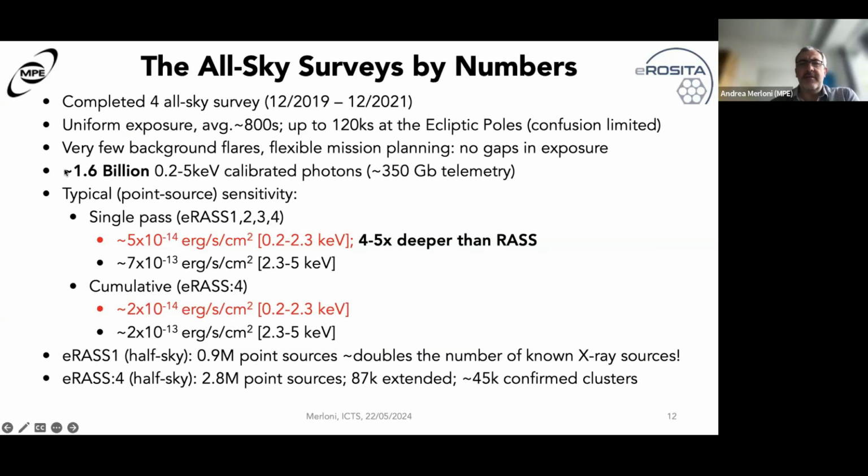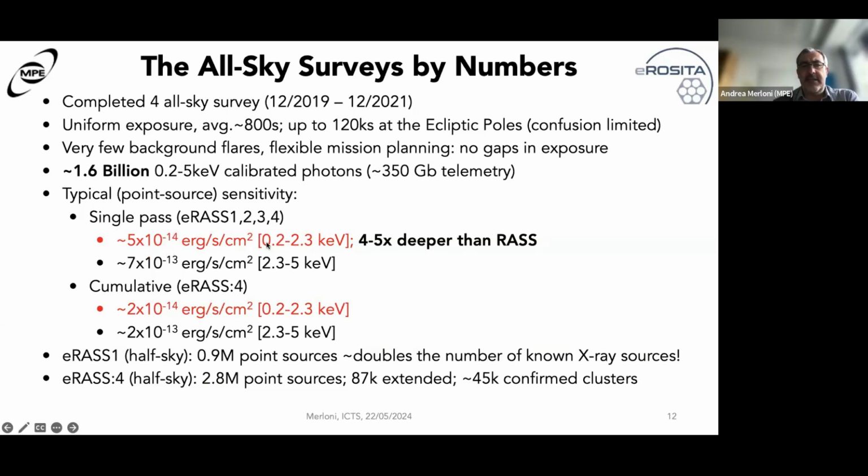In total, we have detected of the order of 1.5 billion calibrated photons in the 0.2 to 2.3 keV energy range. And these were extracted out of a relatively small volume of telemetry. So the data are highly compactified and compressed.